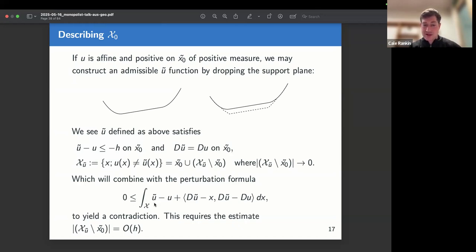I get 0 is less than or equal to u tilde minus u, which is minus h. And then I've got this in a product where du tilde minus du is 0. So that term vanishes. I've got 0 is less than or equal to minus h. That's a contradiction. And all you need to do to make this rigorous is justify that this part where you've patched up doesn't affect these estimates too dramatically. But these are the ideas behind the proofs. Because all we have to work with is minimality, we're constructing competitor functions and obtaining contradictions.